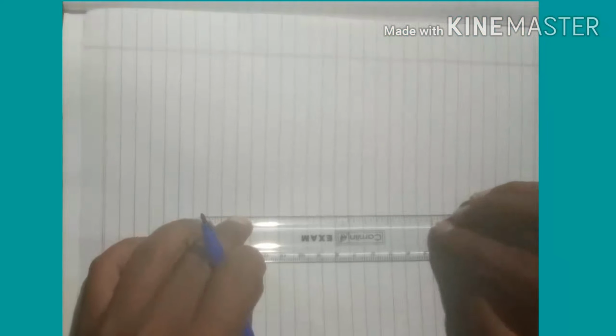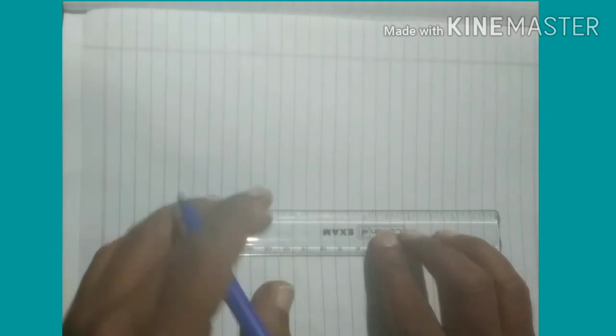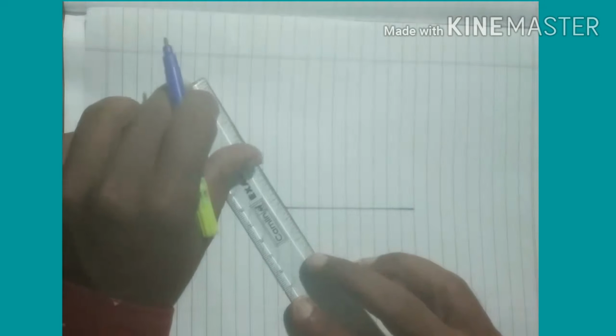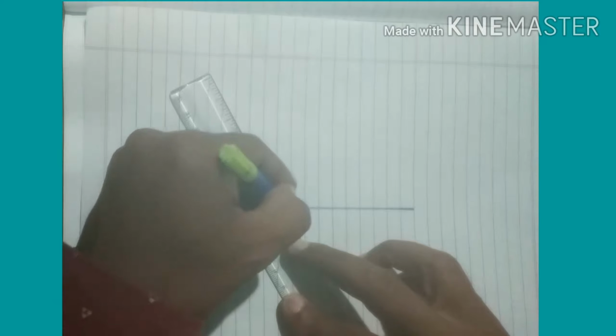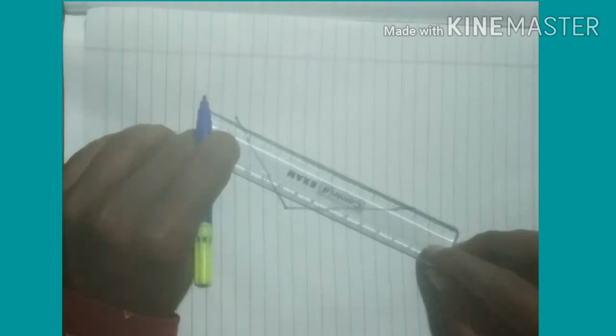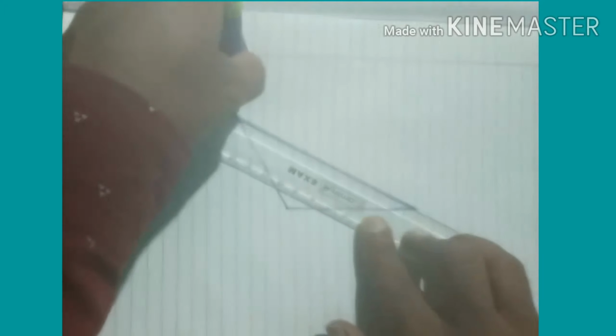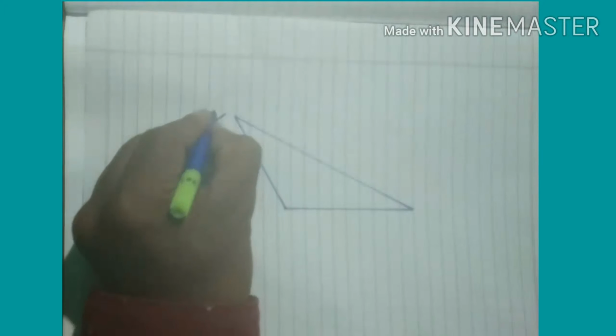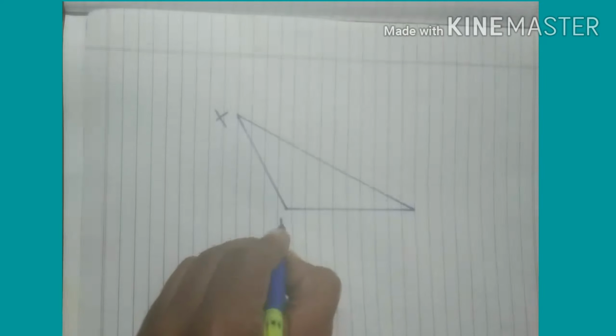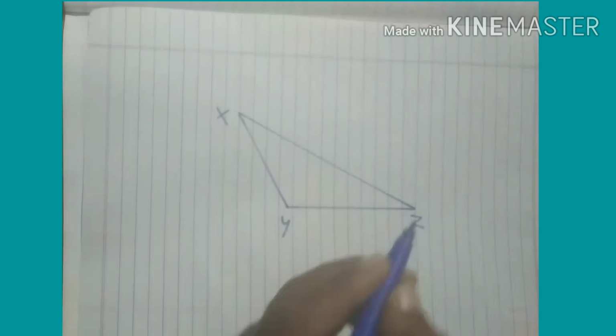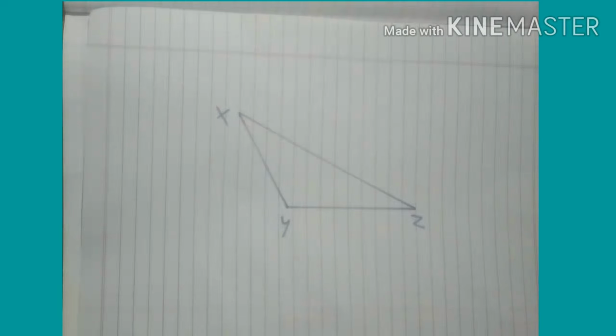Let me first draw one obtuse angle triangle. Suppose X, Y, Z is an obtuse angle triangle. Okay, then we have to bisect this angle Y.